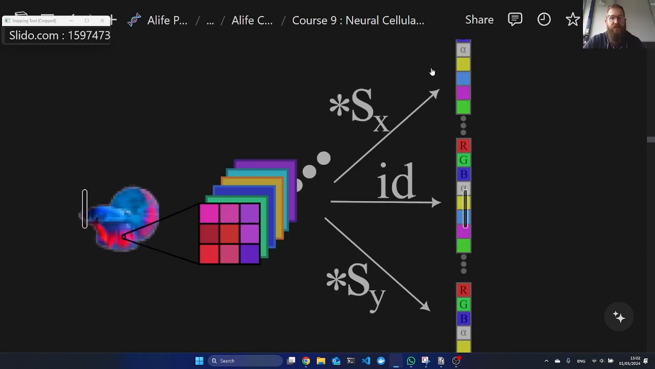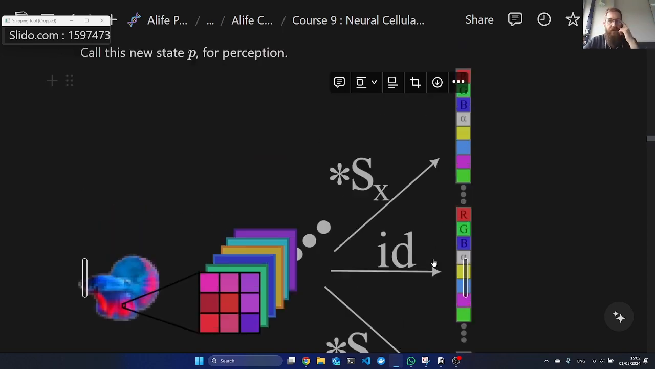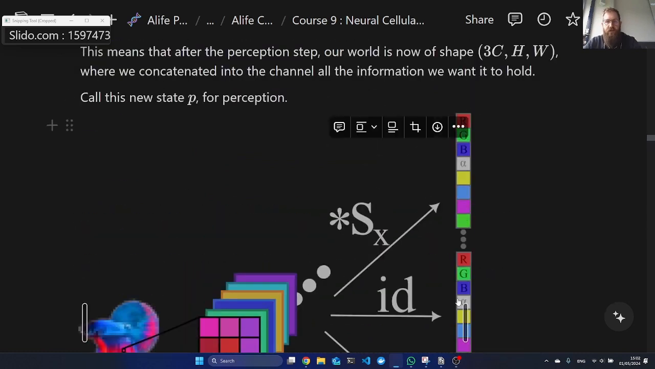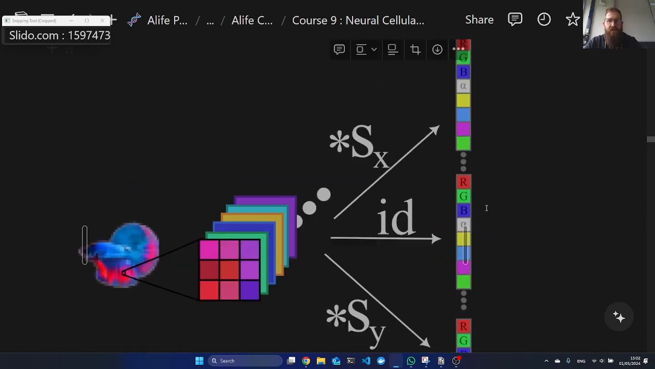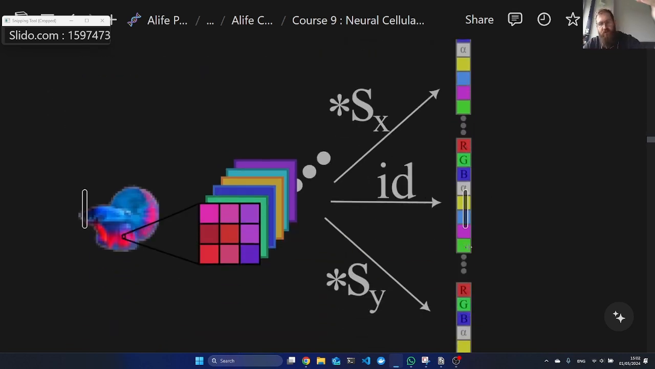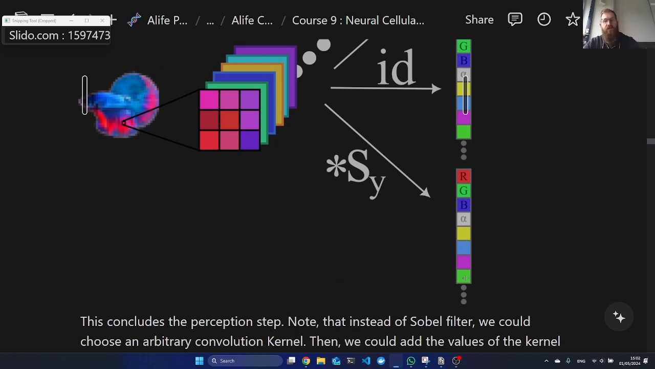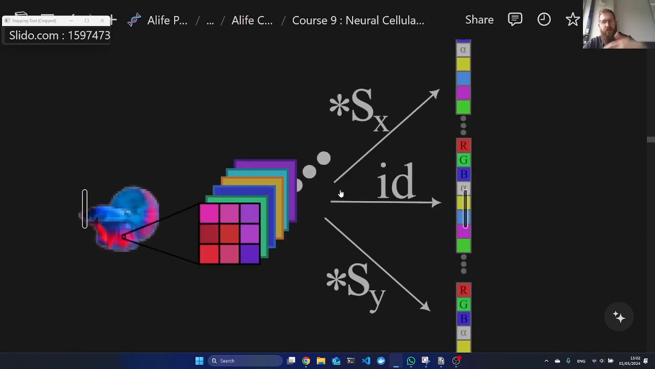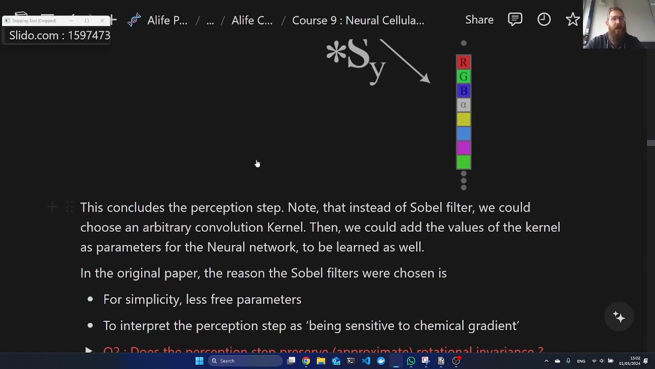This is a pictorial representation of what's happening. We have a picture here. If we zoom in on a pixel, this is a pixel and its neighbors. Here we represent all the different channels that we have, and to each of these channels, we convolve it with Sx and Sy. We get a new vector that represents this single pixel. It tells us all the values of the pixel, and then all the Y derivatives and all the X derivatives for each of the channels. So we have this new vector which contains more information. And this is the perception step.